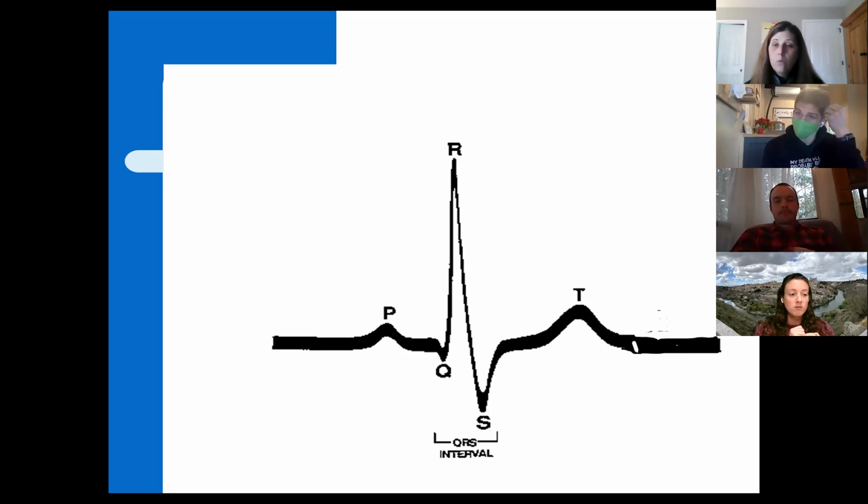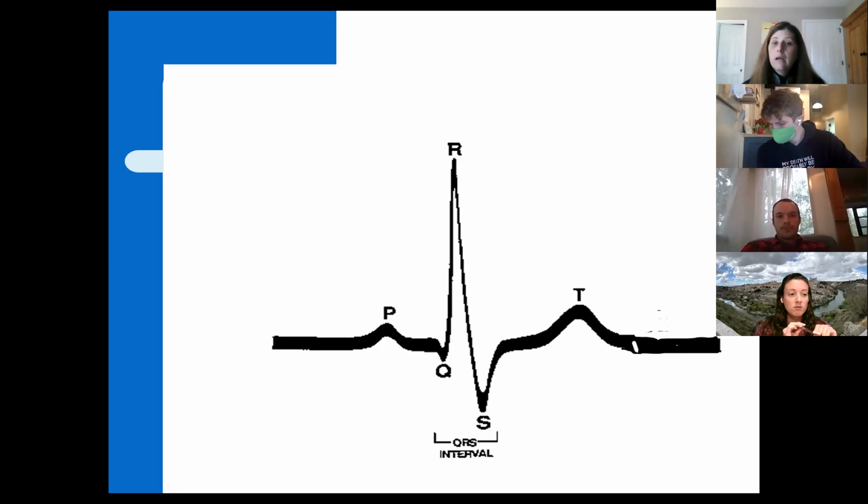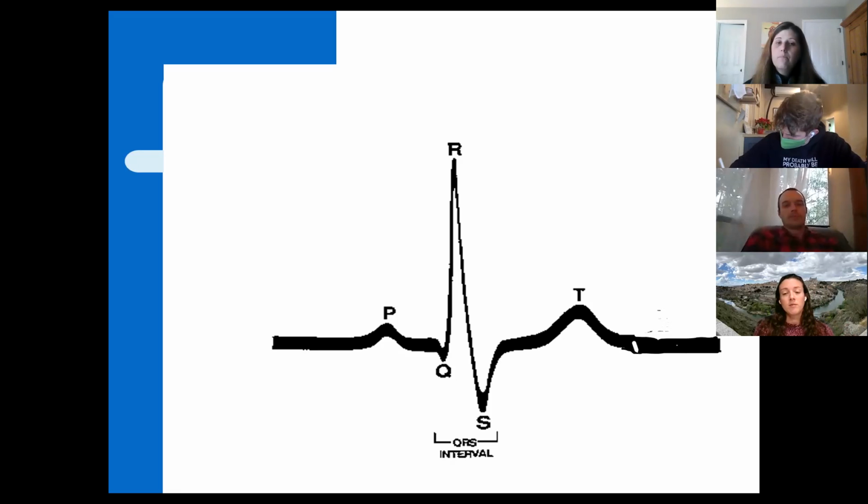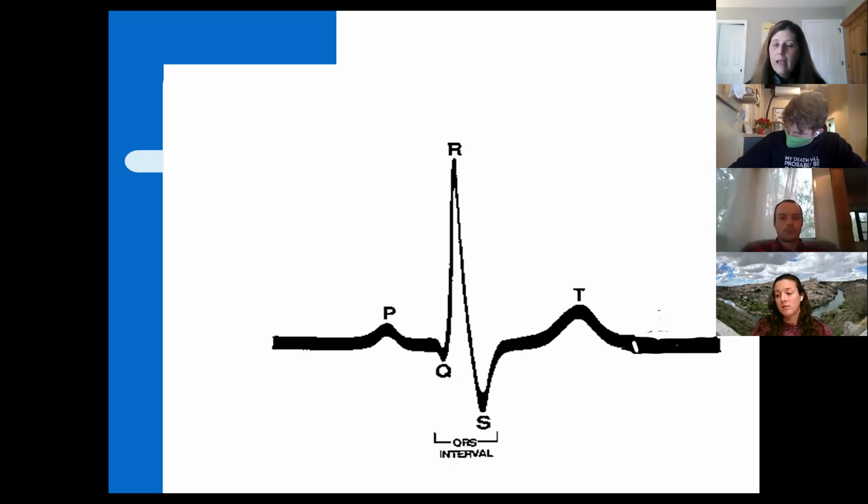The P wave represents the contraction or depolarization of the atria, but the atria also rest. They repolarize. The atria still have to repolarize. They still have to refill with blood. But the voltage of it, the activity of the atrial repolarization, is so insignificant compared to the depolarization or contraction of the ventricles, which is represented here by the QRS, that we just can't see it.